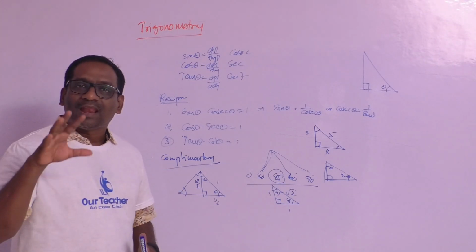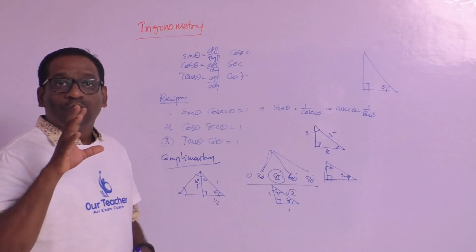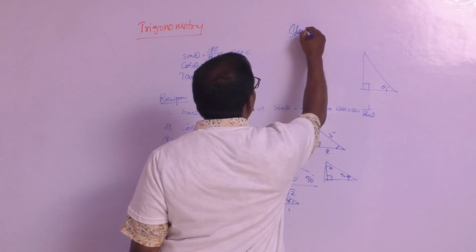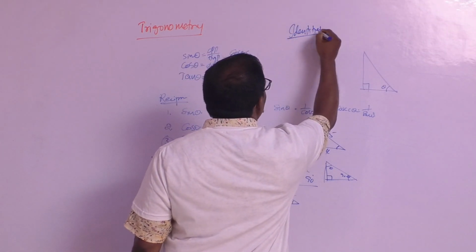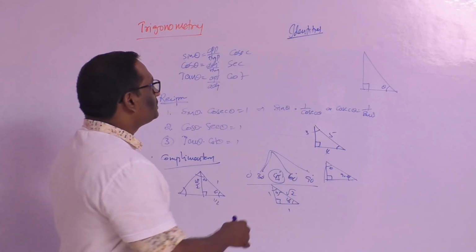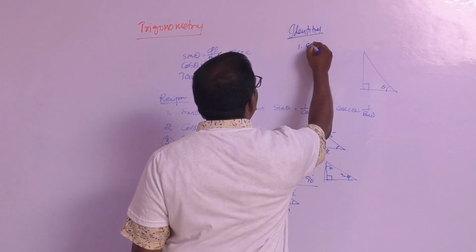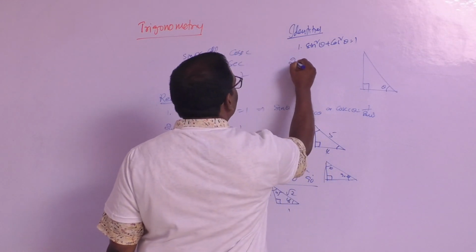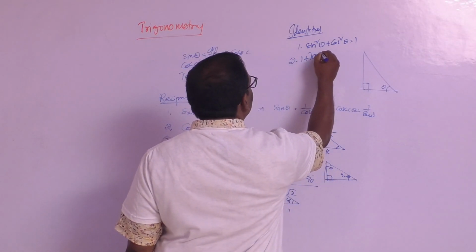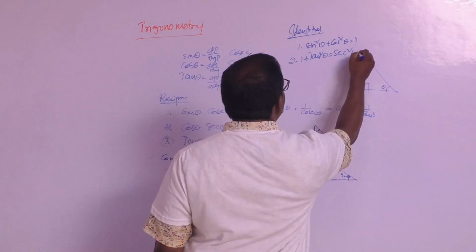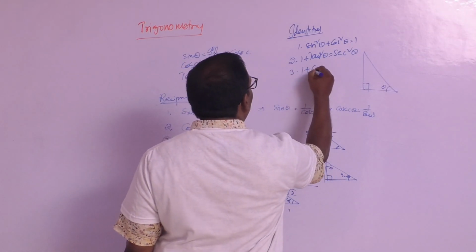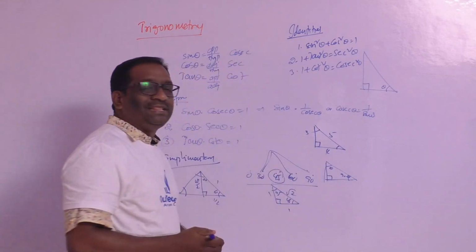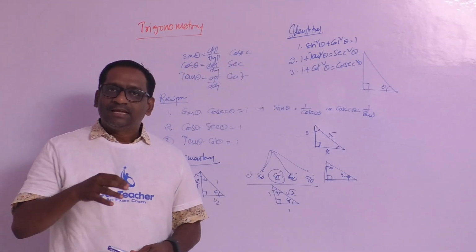And last but not least, we will use identities. The final one is identities. So here in this chapter we will have three identities. The first one is sin square theta plus cos square theta is equal to 1, and the second one is 1 plus tan square theta is equal to secant square theta. The third one is 1 plus cot square theta is equal to cosecant square theta. So these three are called identities in this topic.